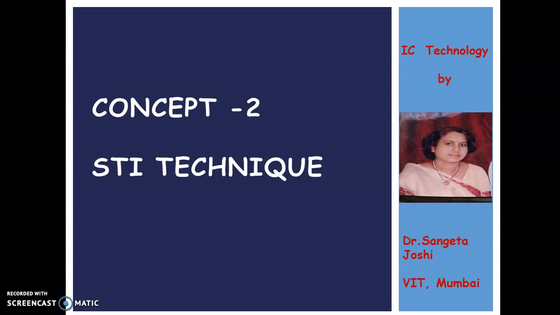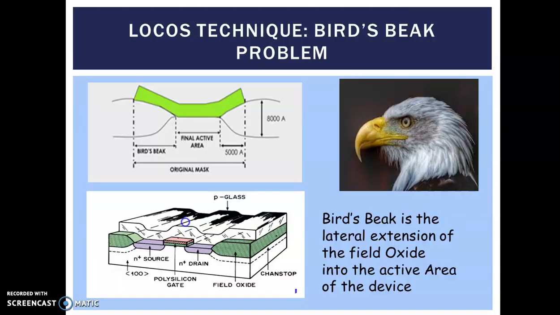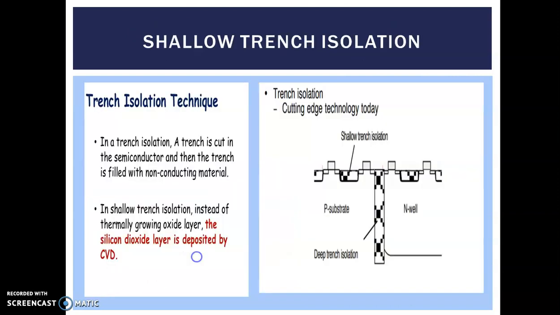Let us understand the concept of shallow trench isolation technique, that is STI technique. We have already seen that in case of low cost technique, there is a problem of bird's beak. And in this problem, field oxide is actually extended into the active area region of the transistor, and therefore this technique is not used for modern VLSI technology.